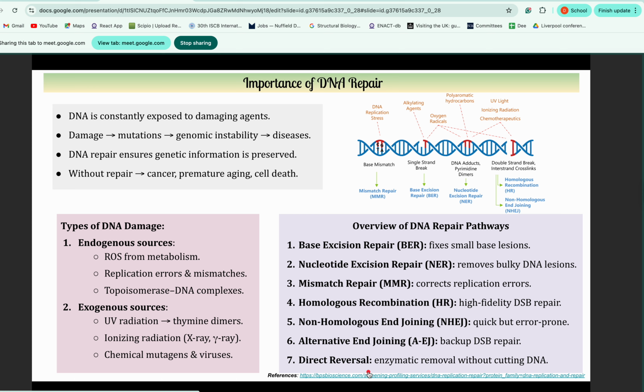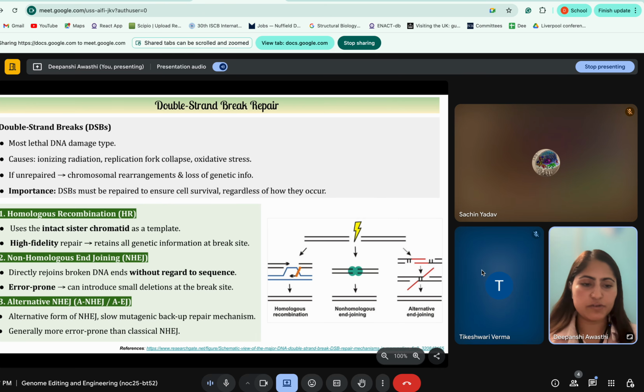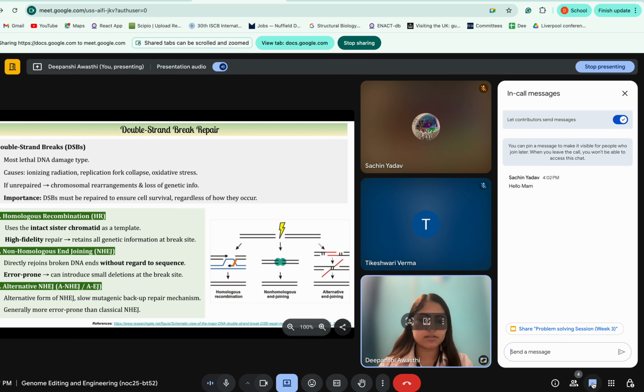And then direct reversal. So this was the first DNA repair pathway which we discussed. So in this case enzymes are used and they directly treat the damaged DNA without any synthesis process. So it's very quick. So this is all which we have discussed in our previous session. So in today's session we'll be talking about the double strand break repair, or the bigger damages that happen to the DNA. So before moving further, I'll just check if everything is okay.